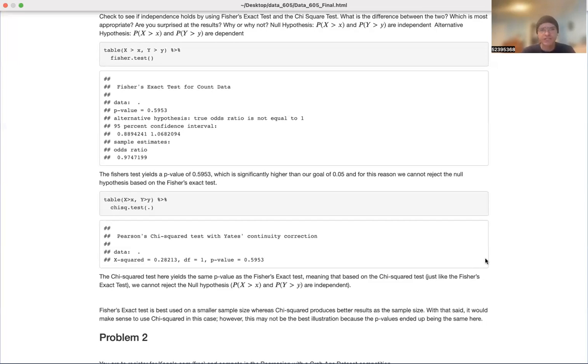Now, the Fisher exact test is best used on smaller sample sizes, whereas the chi-squared produces better results as the sample size increases. And so while it would make sense to use the chi-squared in this case, they both produce the same p-value result. So it might not be the best illustration of a larger sample size being better suited for the chi-squared test, because we get the same result.